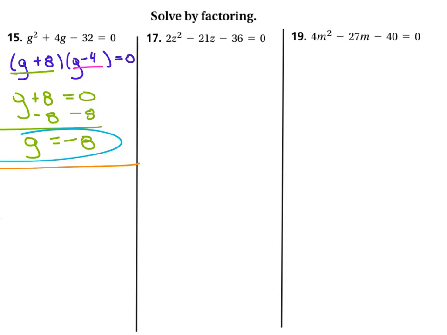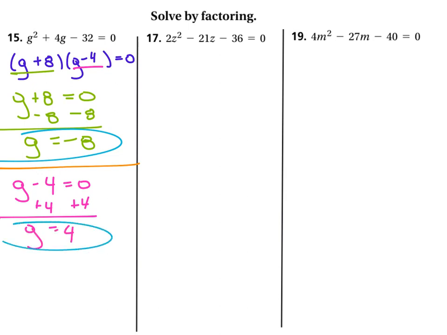Or it could have been the one that I underlined in pink. Maybe g minus 4 was the thing that was equal to 0 that turned that expression to 0. We solve for the value of g that would make g minus 4 equal to 0. And we find that g equaling 4 would turn the whole thing to 0.